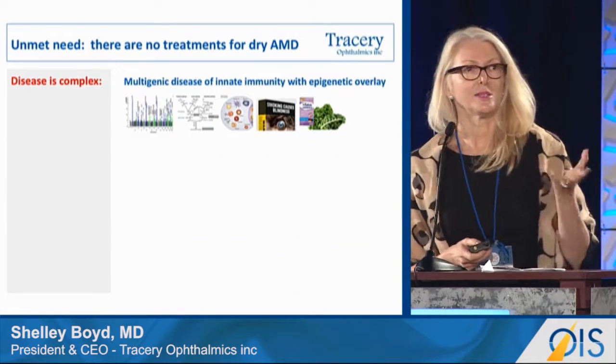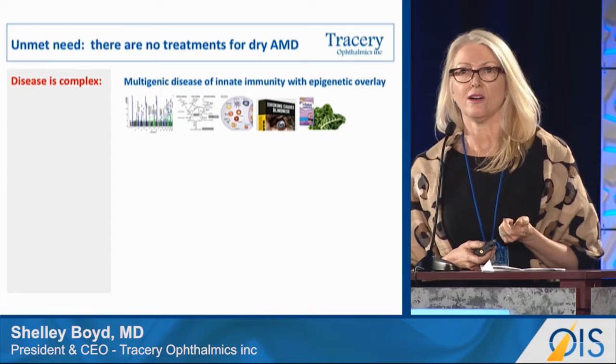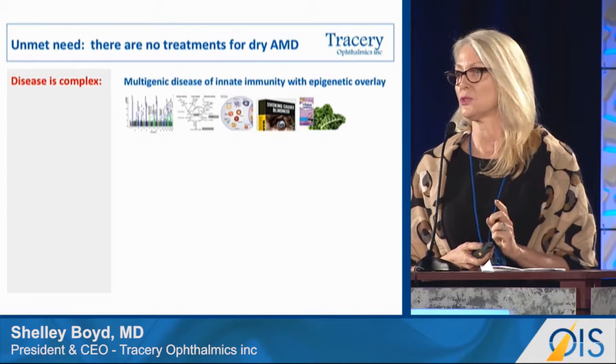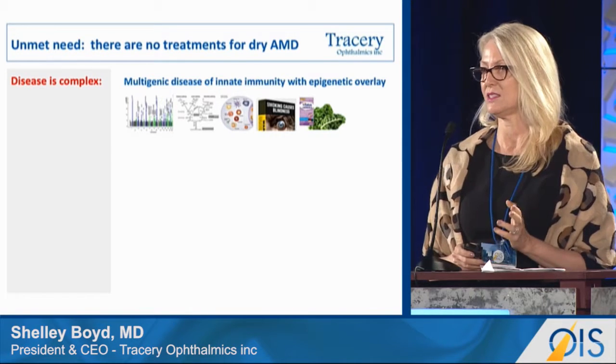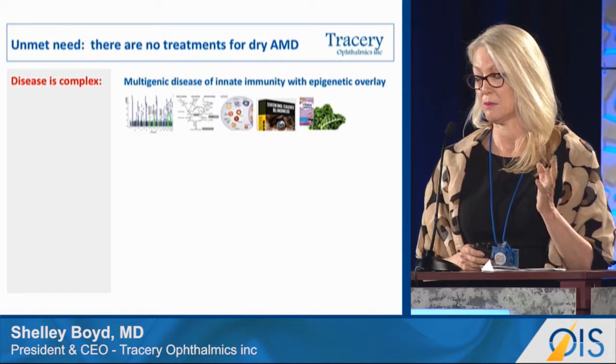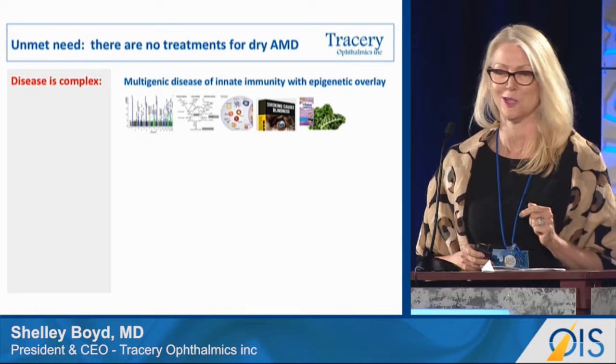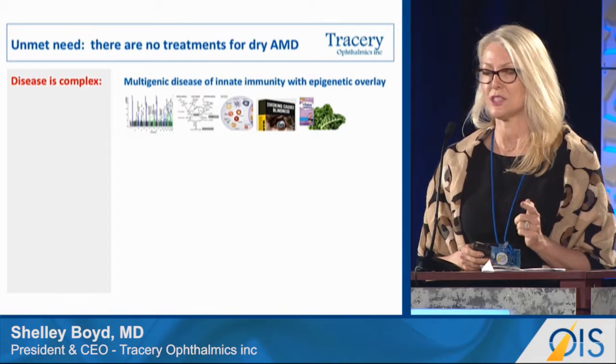So we all know that age-related macular degeneration is a leading cause of irreversible blindness, and yet there's no treatments. So if we look at the reasons for that, the first is it is a complex disease, it's multigenic, it affects the immune system, innate immune system is altered, and plus there's a tremendous epigenetic component.